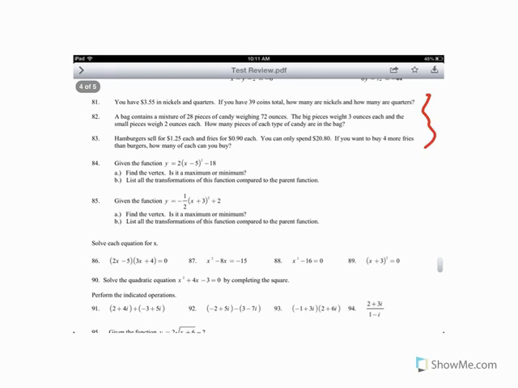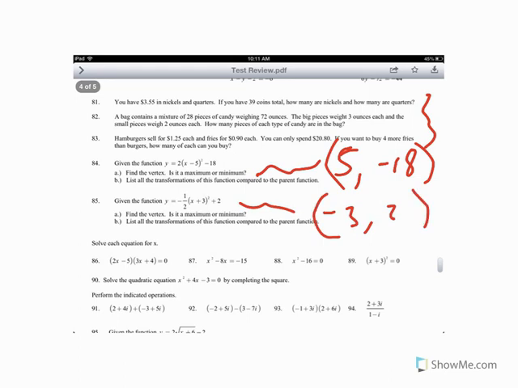So, that's that. 84 and 85. Guys, my vertex is always going to be the opposite sign. So this one's going to be 5, -18. And my next one's going to be -3, 2. So those are my 2 vertexes, and I'm just going to go from there.